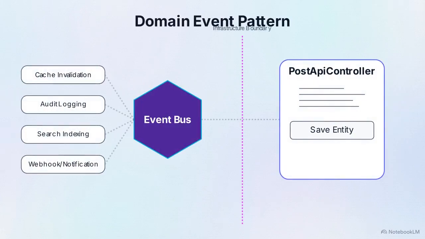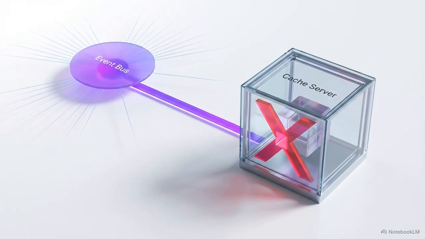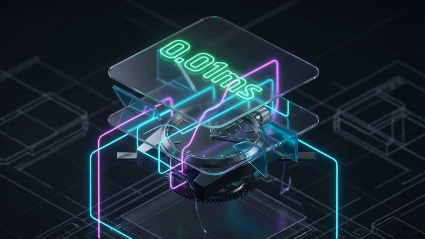To decouple these secondary operations, we use the domain event pattern. A glowing event token fires from the controller across the boundary directly to a central event bus. The exact moment the entity saves, the controller dispatches a specific domain event, like the post-published event. The event bus intercepts this dispatch and instantly splits it, routing the event simultaneously to all registered infrastructure listeners. One of these paths immediately executes a complex cache invalidation routine entirely outside the controller's awareness. Because of this event-driven decoupling, the primary controller process terminates immediately, dramatically reducing user-facing latency.